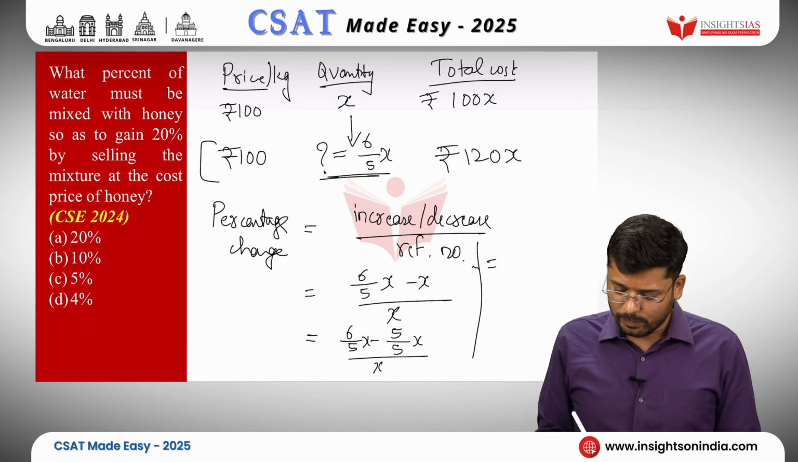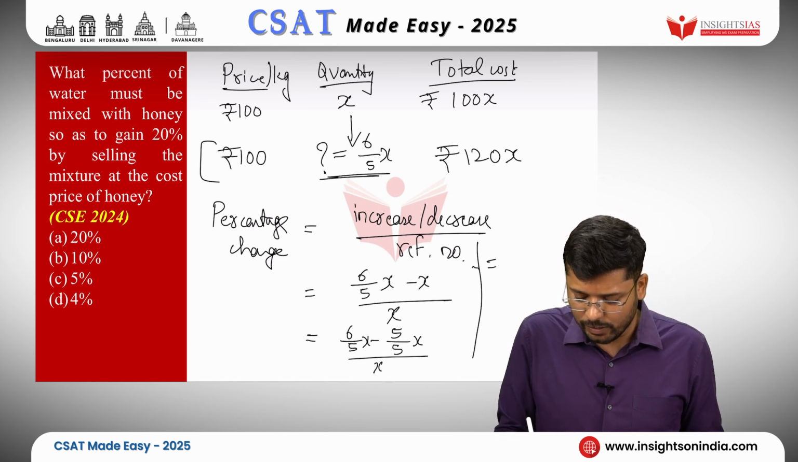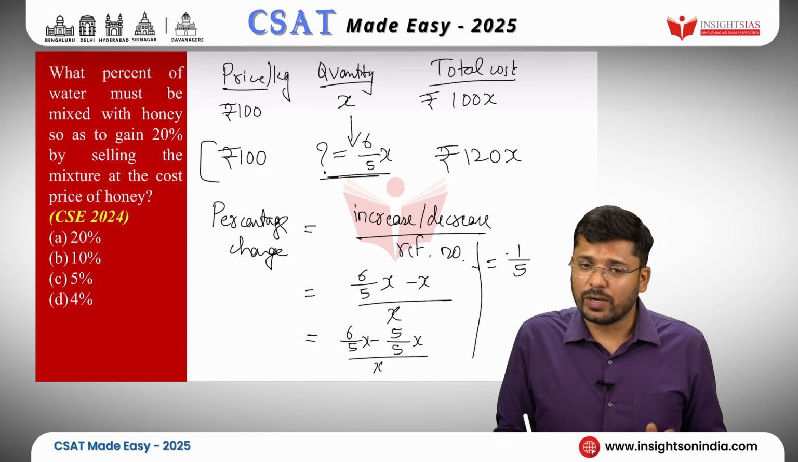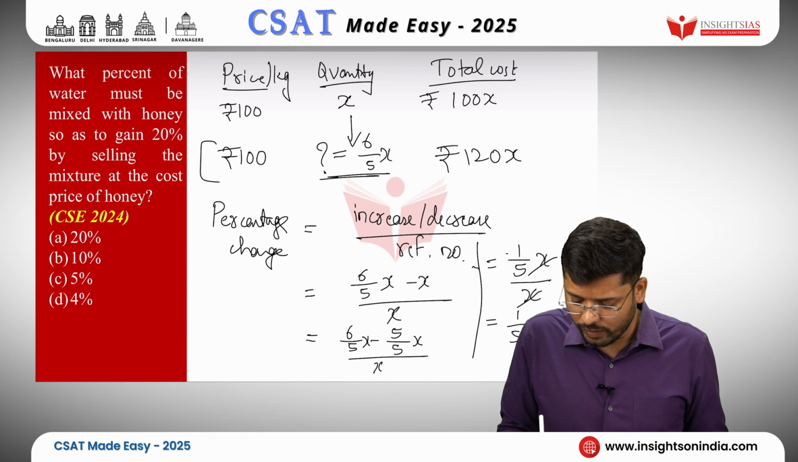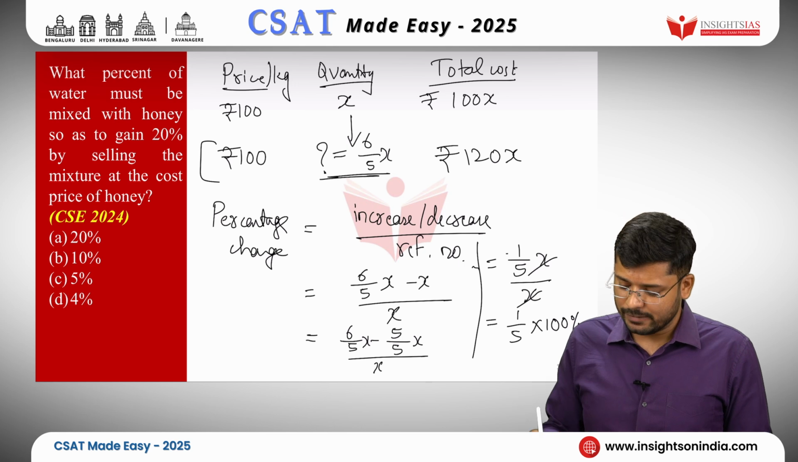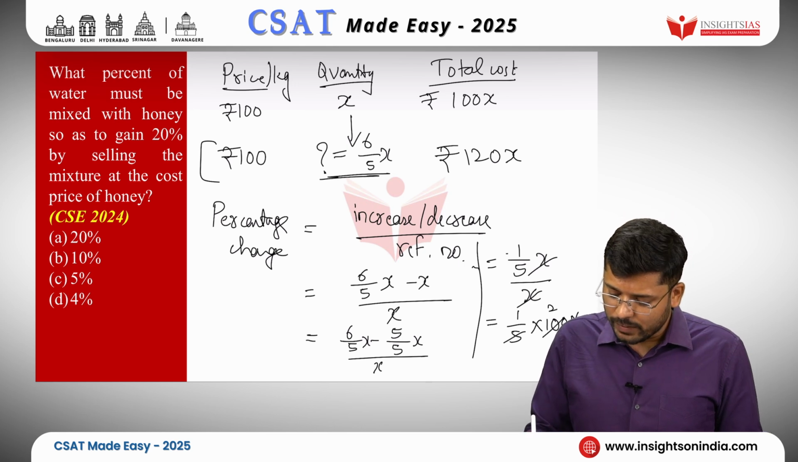So what does it become? 6 by 5x minus 5 by 5x. We can take 1 by 5x as common. 6 minus 5 is 1. So 1 by 5x divided by x, and x gets cancelled. So you are left with 1 by 5, and you multiply it with 100%, you will get the percentage change. 5 divides 100, it is 20. So the answer is 20%.